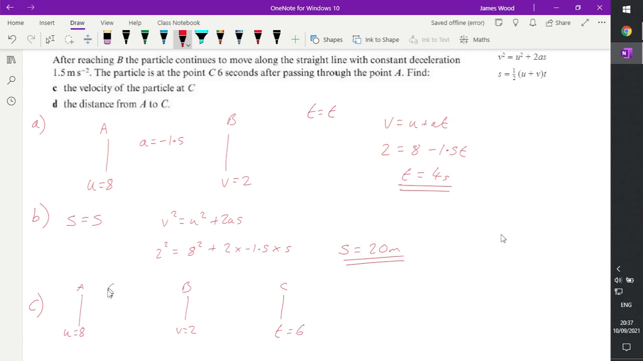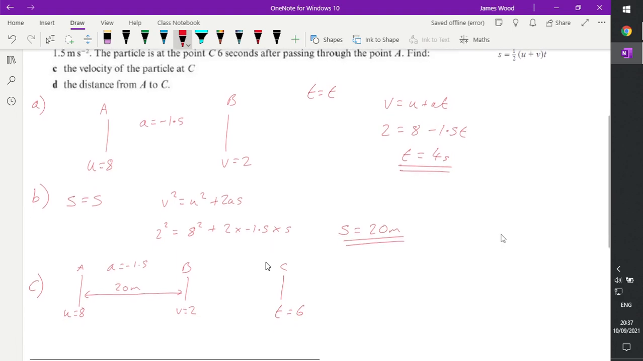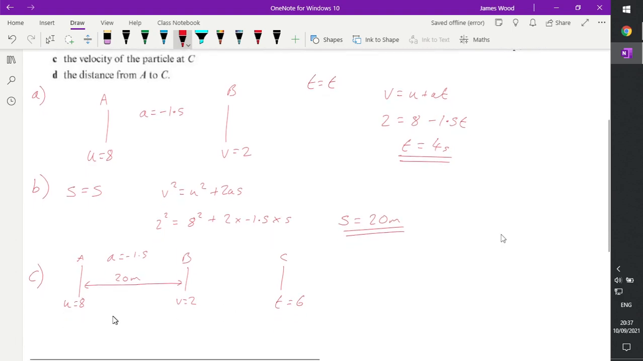What else do we know? We know that a is minus 1.5. We know that this distance here between A and B was 20. Okay, I think that's everything we know. Oh, and we know that this distance took 4 seconds. So therefore this distance here must have taken 2 seconds. We've got to find the velocity at C.